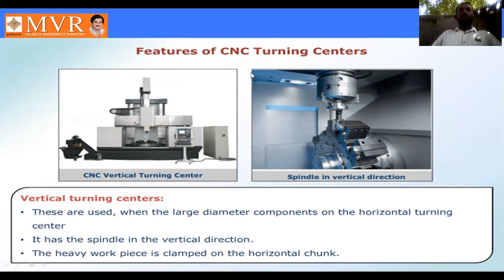So see here the features of CNC turning centers. CNC vertical turning centers have the spindle in the vertical direction. Vertical turning centers are used when the components have a large diameter, compared to horizontal turning centers.